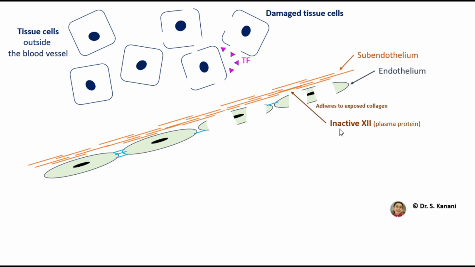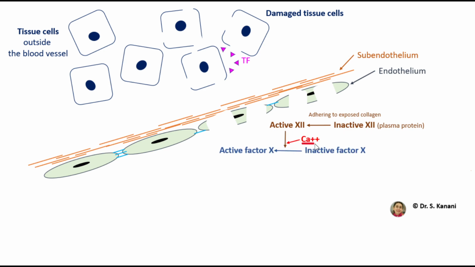What happens when inactive 12 attaches or touches the exposed collagen fibers? It quickly becomes active. So now we have active 12 because inactive 12 got activated by adhering to the exposed collagen. Active 12, in the presence of calcium ion, clotting factor 4, activates factor 10.